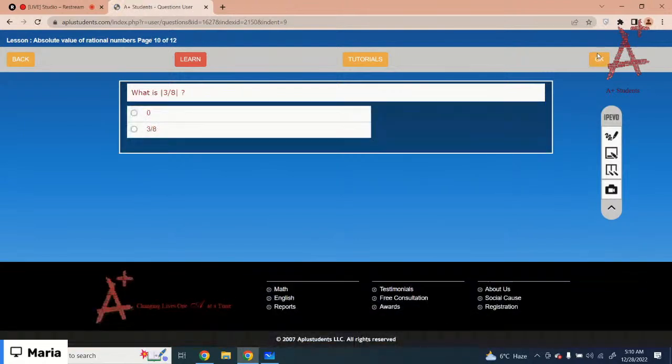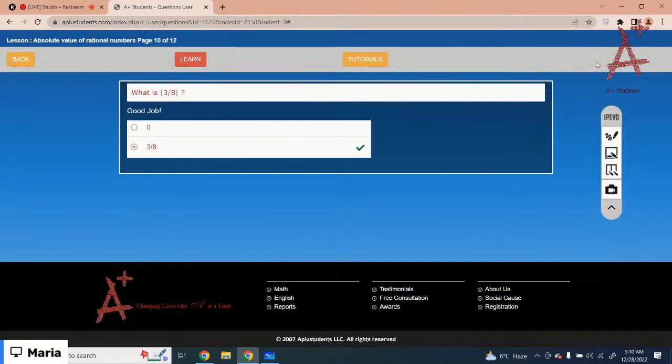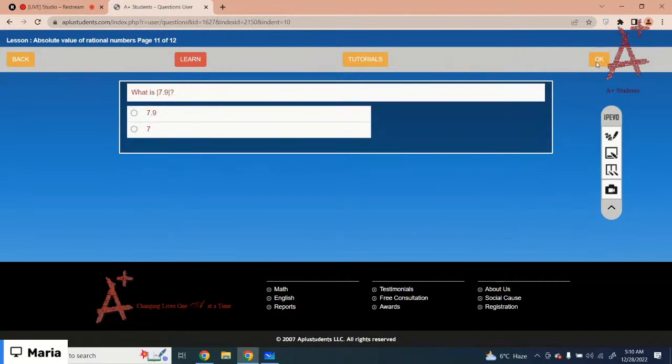What is the absolute value of 3 by 8? It is 3 by 8. Got it? Just select the correct option, then click on the OK button. Very good. Okay, what is the absolute value of 7.9?